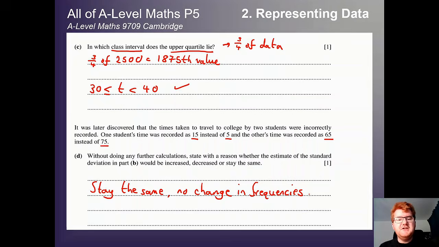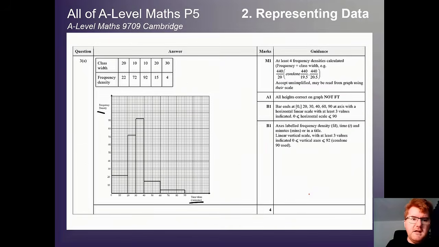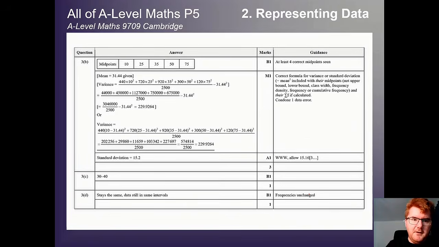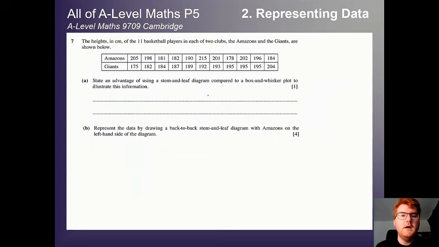Again, 1 mark, you just need the answer, so stay the same, increase, decrease, and then a very quick reason why. So you can have a look through the mark scheme here. So this is the question 3A on the histogram. And then we've got 3B here. So 15.2 for our answer. They put data is still in the same intervals, frequencies unchanged. I used this answer instead. Again, both will give you the single mark there. Okay, and on to question 7.